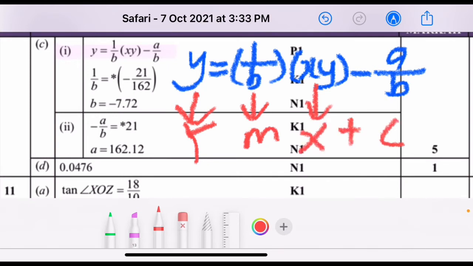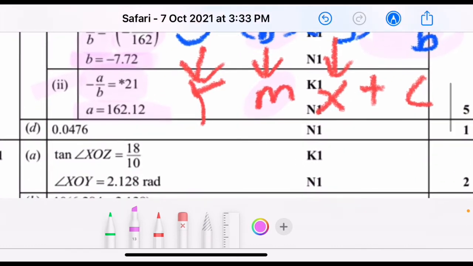C is inclusive of the negative B over A. It's inclusive of the negative, and the gradient is 1 over B. So 1 over B is negative 21 over 162. We will compare and read the B. For question 2, in order to find the A, we have to use the y-intercept. The y-intercept, negative A over B, equals 21, and the A is 162.12.